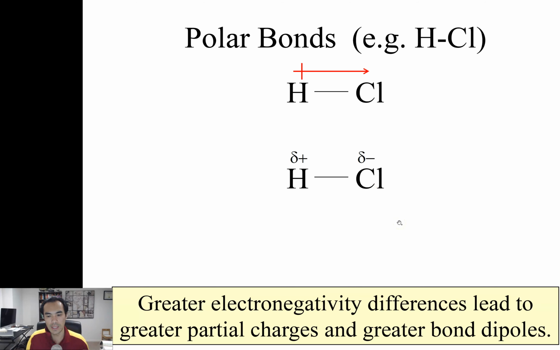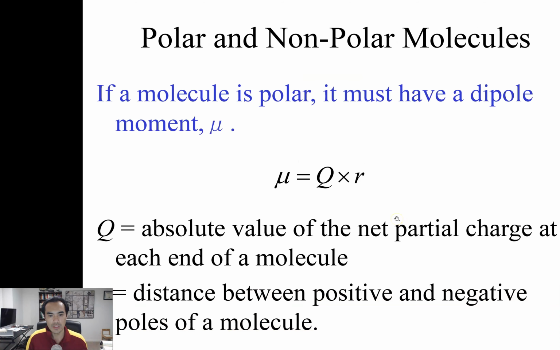And this basically allows greater what they call bond dipoles. So going back to this idea, if a molecule is polar, it's going to have this dipole moment. So let's define what dipole is real quick. Dipole moment is considered to be Q, in other words, how much partial charge you get for each of the atoms, multiplied by the distance between the positive and the negative poles of the molecule. So obviously the larger that distance is, plus the larger that absolute charge is, the more polar that molecule becomes.